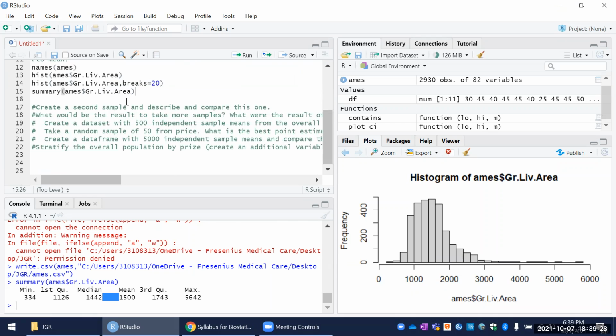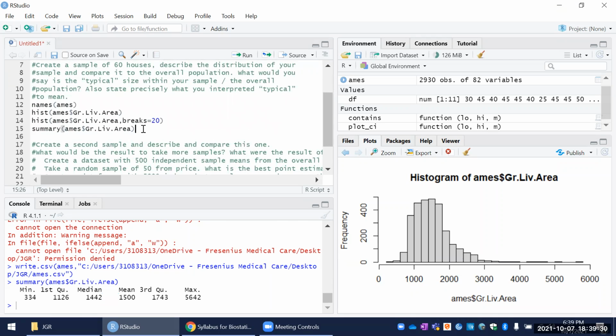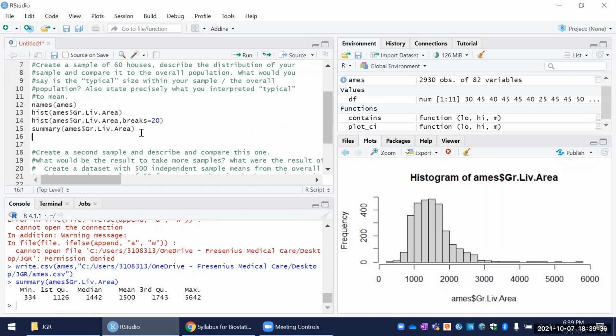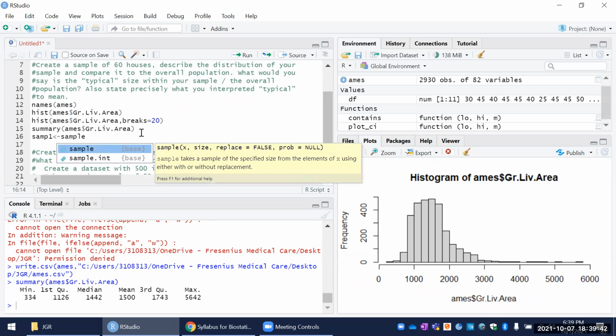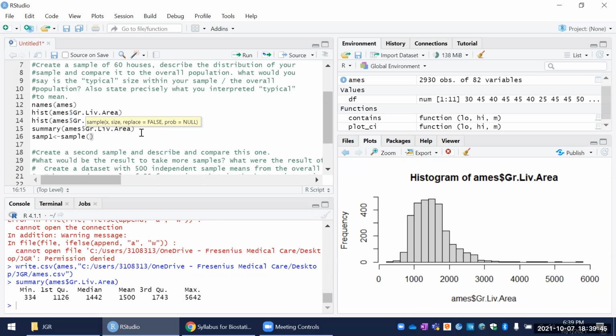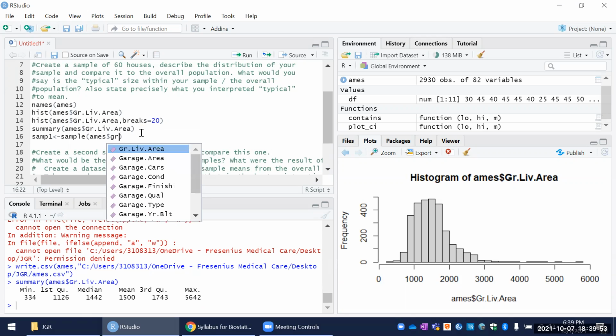Okay, so now we are drawing a sample, and this sample is drawn with an easy code that is here. Let's call it SAMP1. We use a function called sample. And sample essentially allows you to pull data from Ames, greater living area.